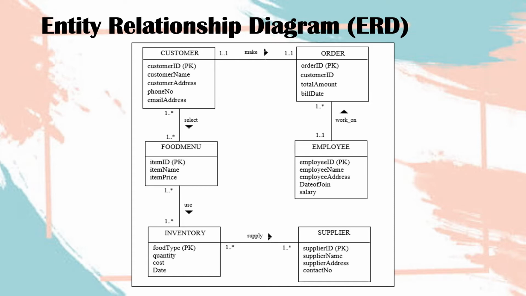A food menu may go along with many inventory items, and the information for food includes ID, food name, and the price for each item. Food type, quantity, cost, and date of inventory must be recorded. Each inventory can be supplied by many suppliers. Information about supplier includes ID, name, address, and their contact number.